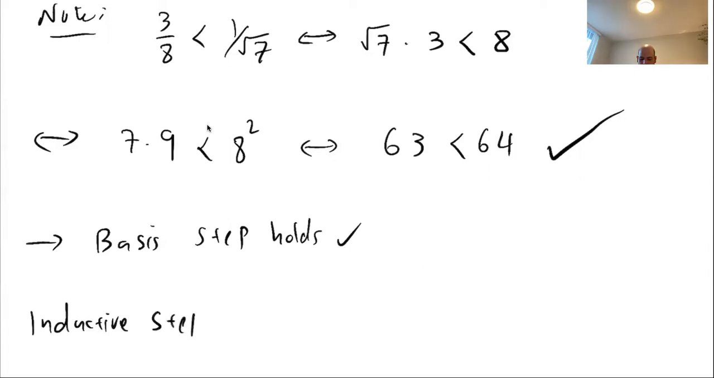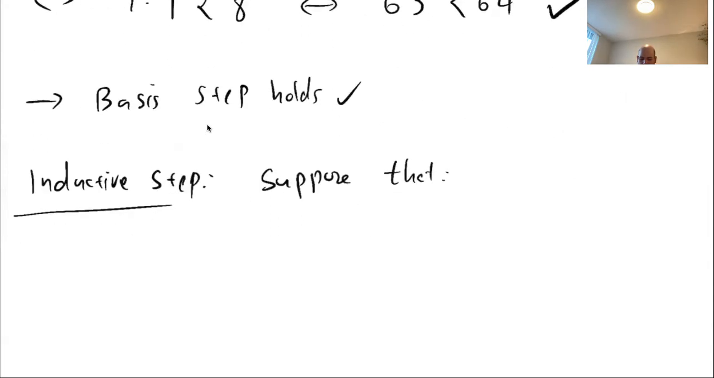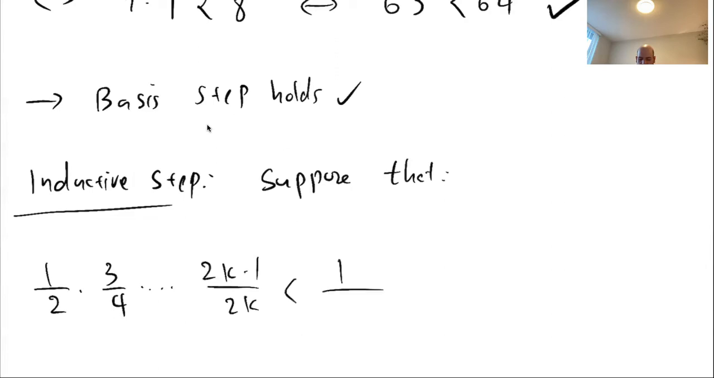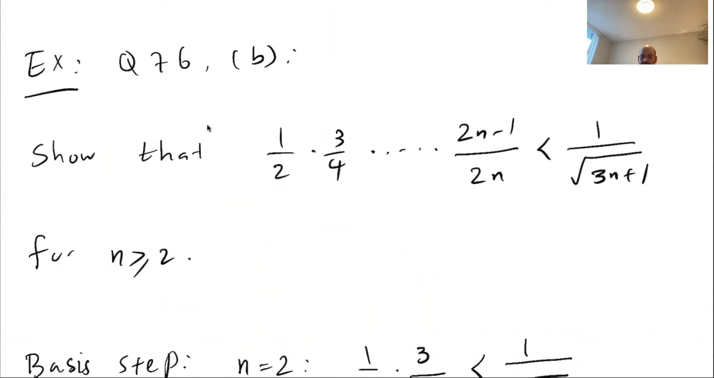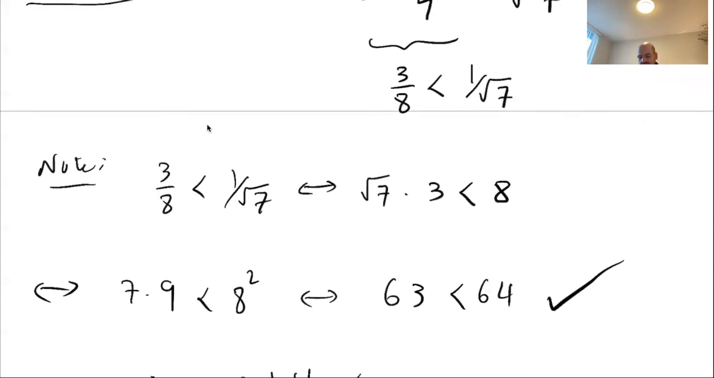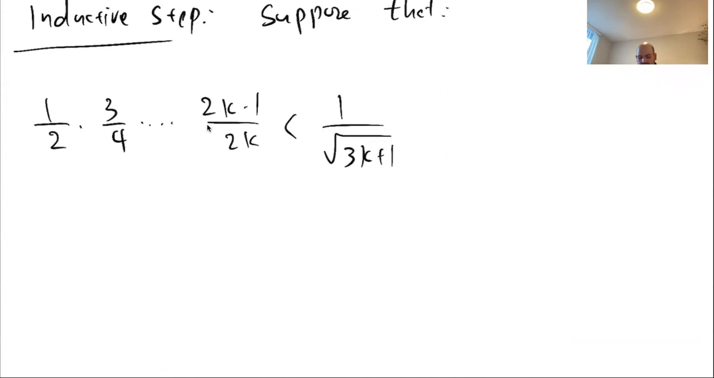Suppose that the inequality holds for n equals k, meaning that 1 over 2 times 3 over 4 times ... times 2k minus 1 over 2k is less than 1 over root 3k plus 1. Let's assume that it's true. It holds for n equals k, and I have to show that it holds for n equals k plus 1. So we need to show.